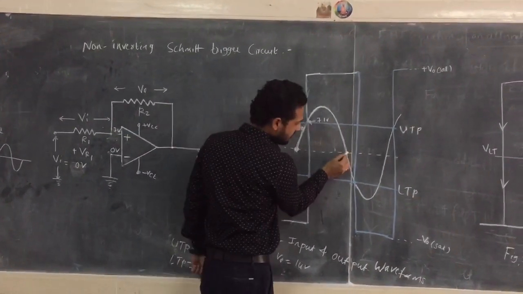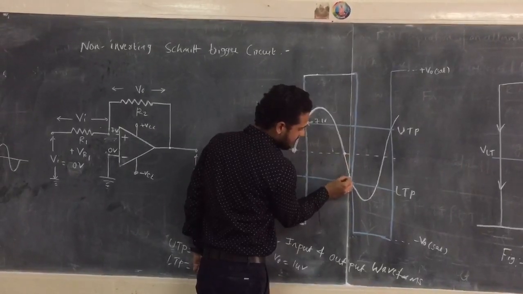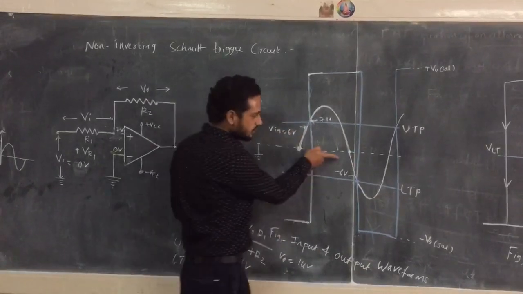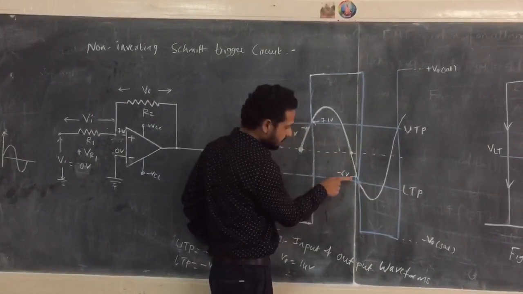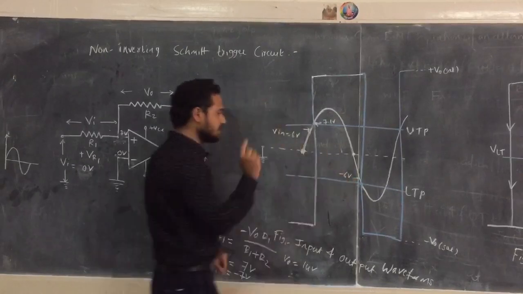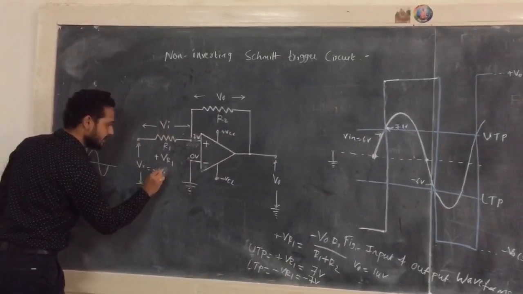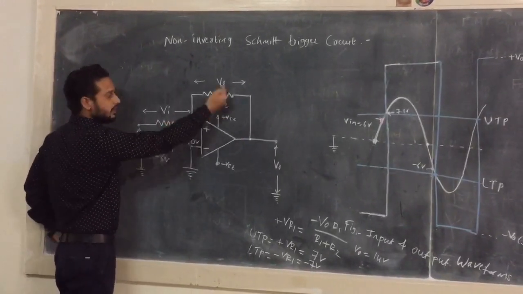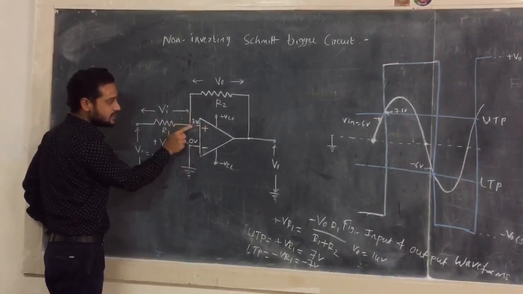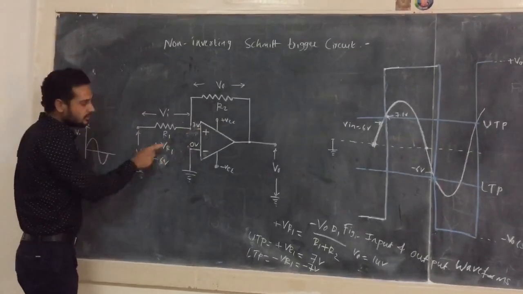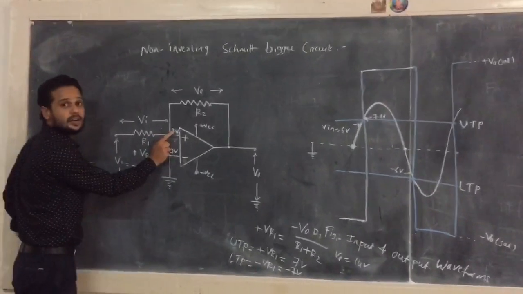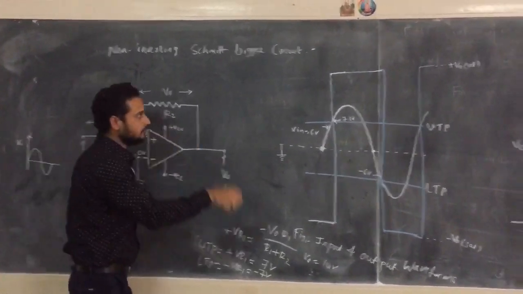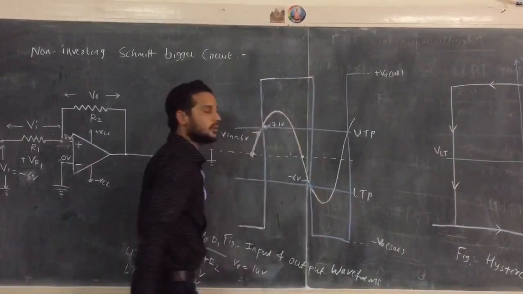Now the input is decreasing. Let us say at this point the value of the input voltage is minus 6 volt. Now the input is moving in the negative half cycle. But the voltage available at the non-inverting terminal, which is being fed back by the output voltage, is 7 volt. So minus 6 volt here, 7 volt here, so we will get plus 1 volt yet. Therefore, the voltage at the non-inverting terminal will be more, and the output remains at plus V naught saturation only.